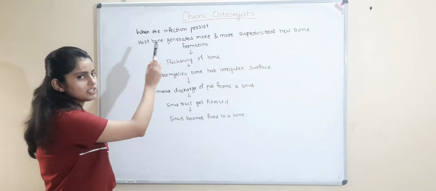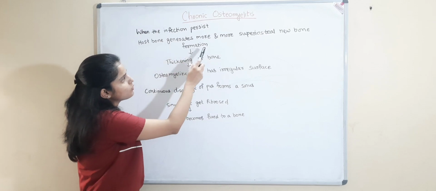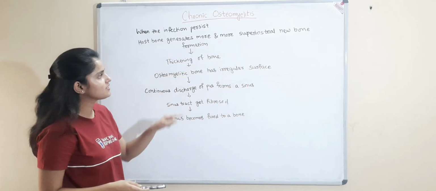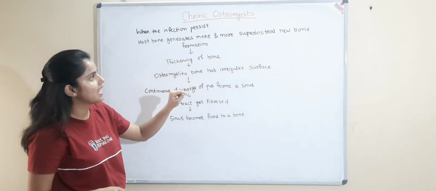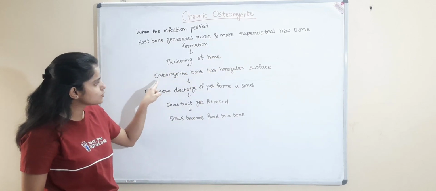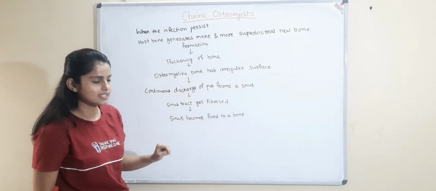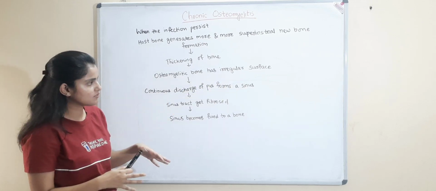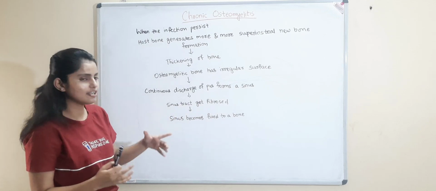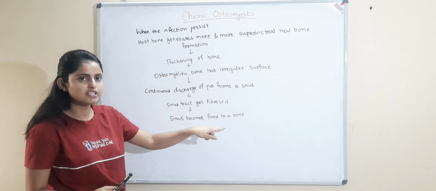When the infection persists, host bone generates more and more subperiosteal new bone formation, and then new bone formation will lead to thickening of the bone, and this subperiosteal new bone formation is in irregular fashion, due to which osteomyelitic bone has irregular surface, and since there is continuous discharge of the pus, it forms a sinus, and with time this sinus tract gets fibrosed and the sinus becomes fixed to the bone.